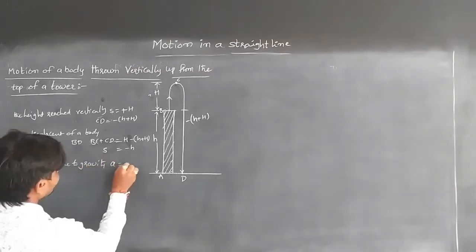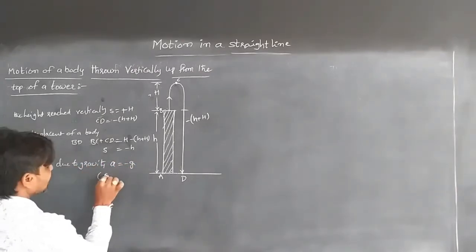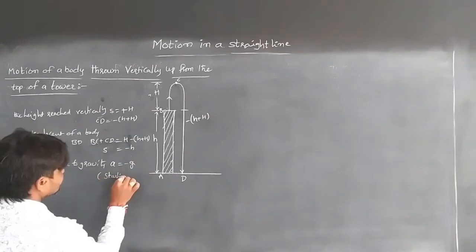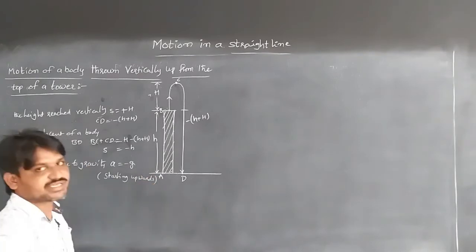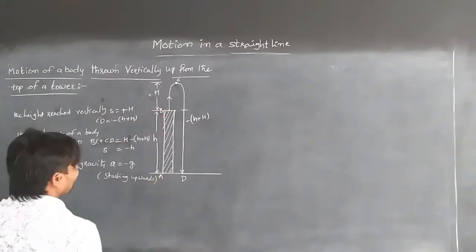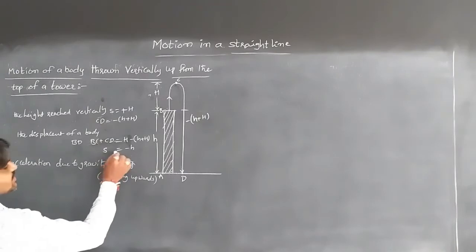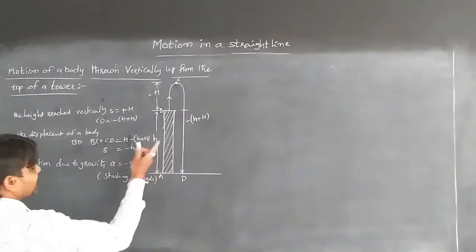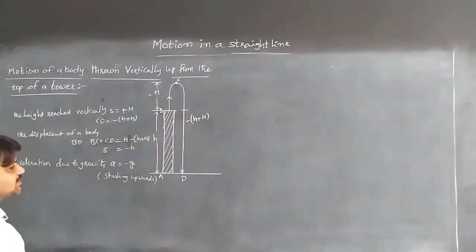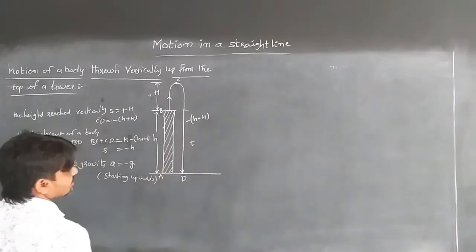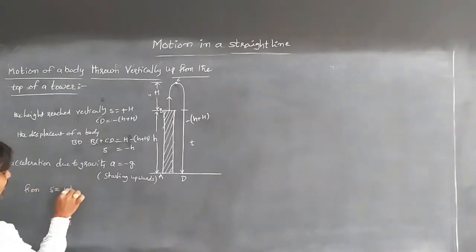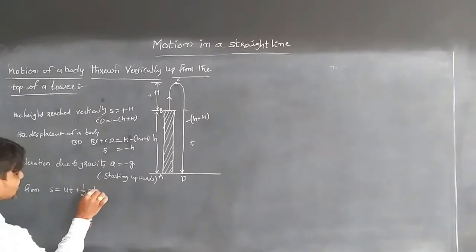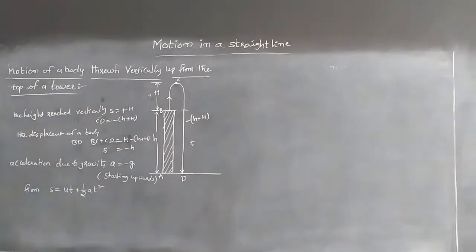The acceleration due to gravity, a, is equal to minus g, because the body is started upwards, projected vertically upwards. Then s is equal to minus h, the initial velocity is u, and the time taken is t. So we substitute in s is equal to ut plus half at square, the second equation of motion.